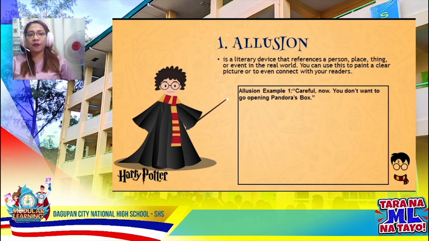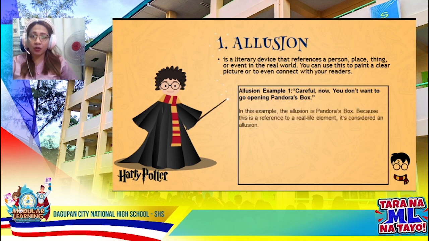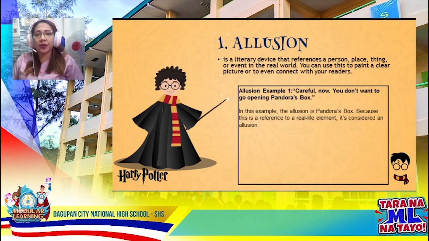Careful now, you don't want to go opening the Pandora's box. So what's the allusion there? We have there Pandora's box. Why? Because this is a reference to a real life element. It is considered therefore as an allusion. Remember that the Pandora's box is from the Greek mythology. It's a fictional thing. Now, if you use that fictional thing as a reference to your writing, therefore, you're already trying to create your own allusion.